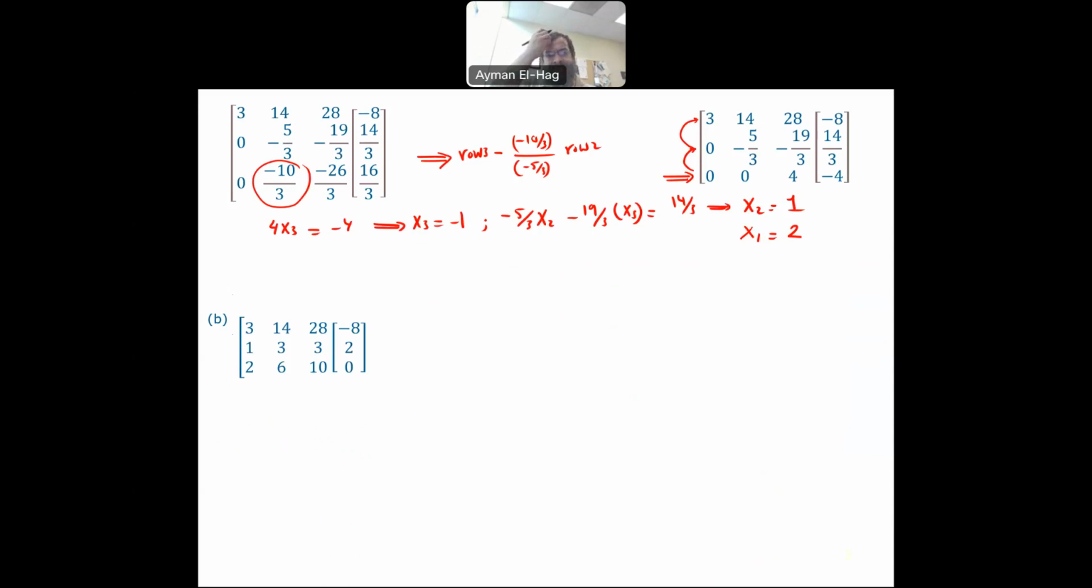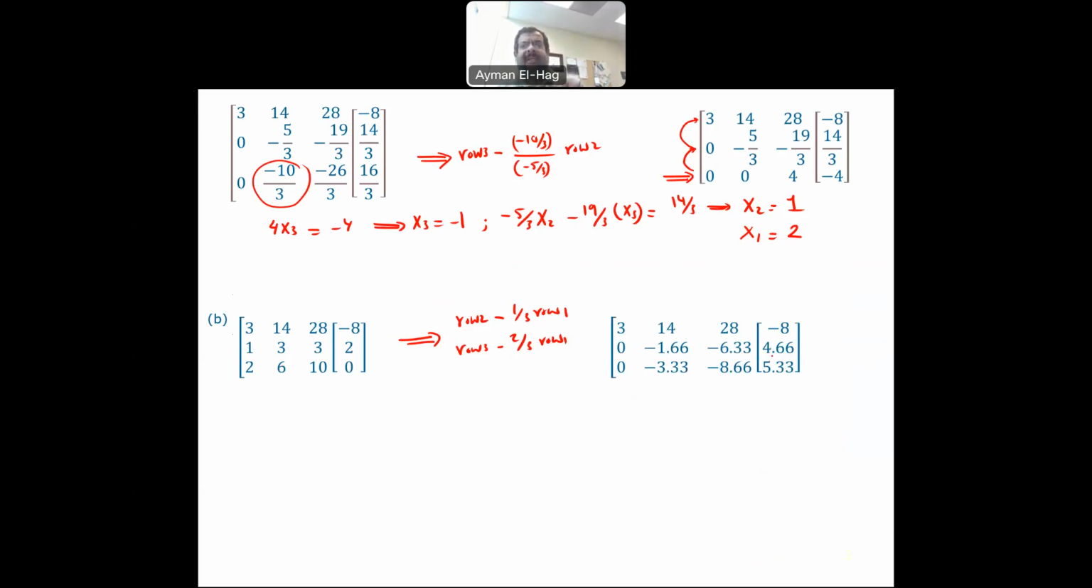Let's do now the second part, where I will use decimals. I will use 3 significant digits. Again, we'll start with the same matrix, and to be exact, the same procedure. So we have row 2 minus 1 over 3 row 1, and row 3 minus 2 over 3 row 1. This is exactly the same procedure. Now the output will be different here because now we have decimals and we have only 3 significant digits as stated in the question. So we are finished with this.